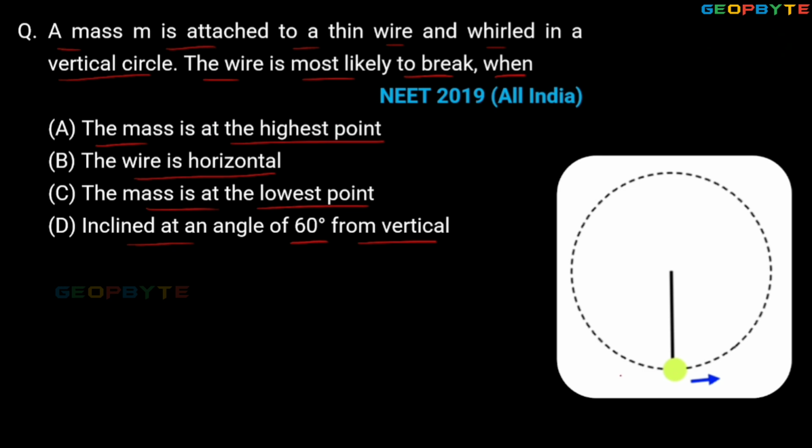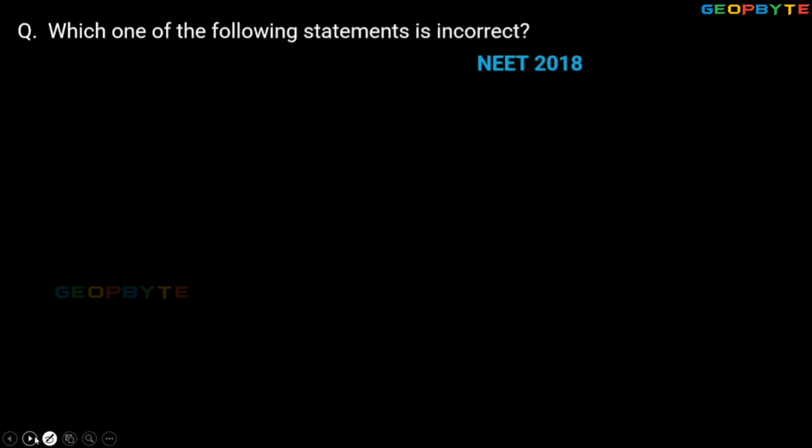So look at the mass. By the time it reaches the lowest position, the weight mg is acting vertically downwards, and the tension developed is maximum. Because of that maximum tension developed in the string, that string or wire is most likely to break. This is the wire. It may be wire or string. Therefore, option C is absolutely correct. Okay, it is a concept oriented question. This concept we have already discussed clearly while discussing the theory concepts. Do you remember or not? Yes.